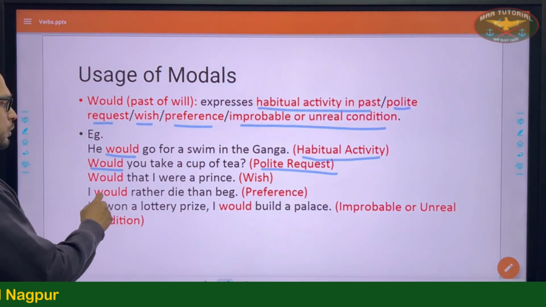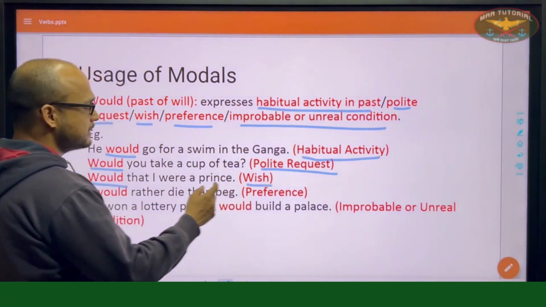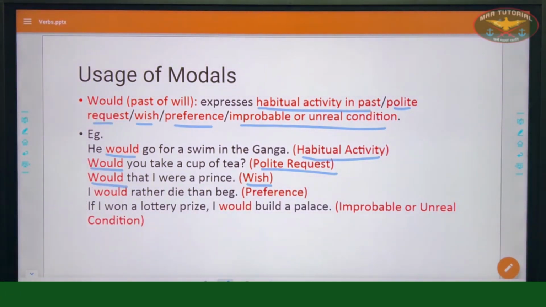Polite request. Would that I were a prince. This is a wish. We can use would like this. It is not usually used in modern English anymore. It is more about medieval English. I think during the Victorian era, and Shakespeare would have used perhaps something like that. Would that I were a prince. I wish I were a prince is what it means.